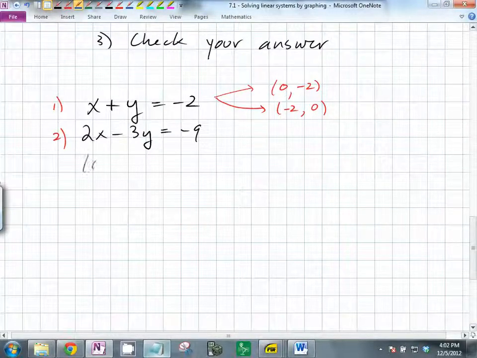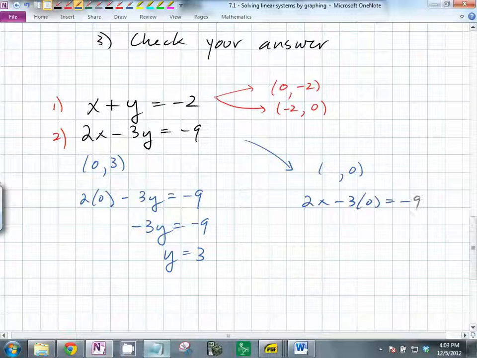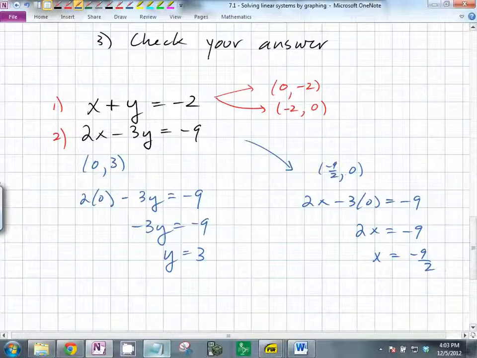When x is 0, that means you have 2 times 0 minus 3 times y is equal to -9. So -3y is equal to -9, so y is equal to 3. So we have one of our intercepts is 0, 3. Let's talk about on this one when y is 0. So that means 2 times x minus 3 times 0 is -9. So 2x is equal to -9, so x is equal to -9 over 2, -4.5. So what we do is we can now graph both of these lines.